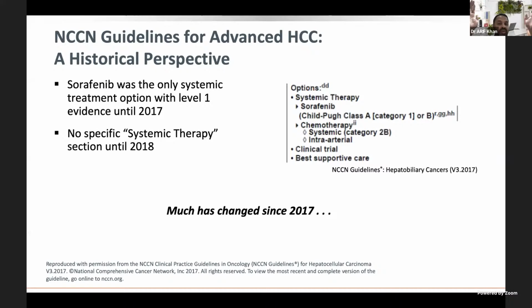We are more comfortable with Atezo-Bev now. We have been using it for a long time, and many of our patients benefited from it. But the new drug in the block is Durva-Treme. Whether we should be using this or not, what is the critical appraisal of these trials? I will be going into that.